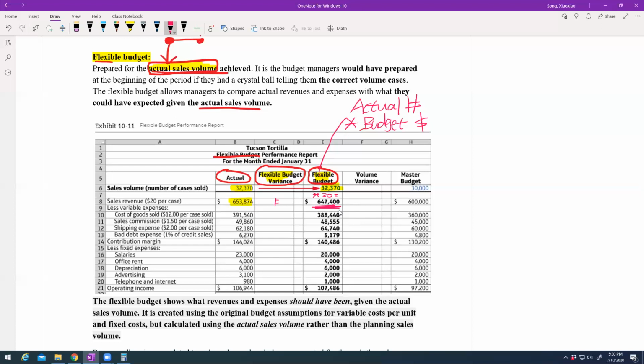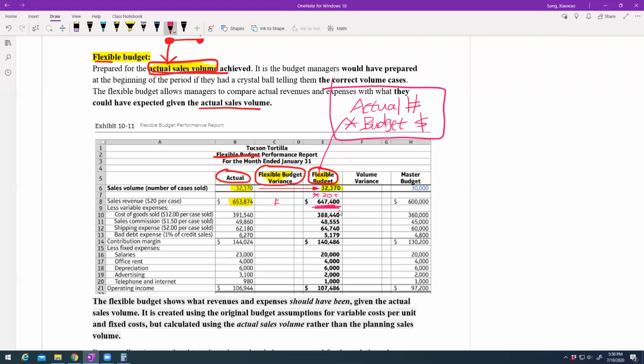I'm not going to do the numbers. The amount will be the difference of your actual and your budget. You can get this from your textbook. So this is how you do your flexible budget: you use your actual units times the budgeted dollar amount. Similarly, for the cost of goods sold, you use your actual output, 32,370, times your $12, and you will get your flexible budget of the cost of goods sold. You get sales commission, shipping expense, bad debt expense. So for the flexible budget, you use the actual units times your budgeted dollar amount.